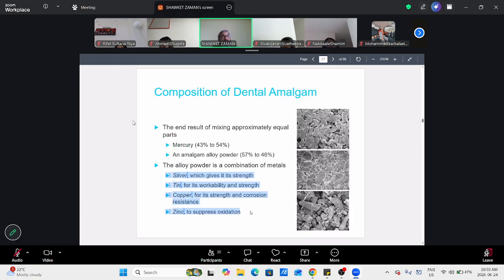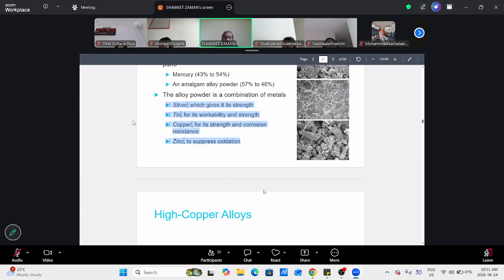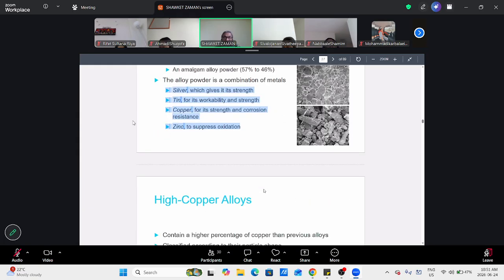Copper gives us the corrosion resistance. Corrosion resistance means it will prevent the discoloration of the material. And zinc is used to suppress oxidation. Even in the presence of a little bit of saliva, we can work on it, because zinc is present inside, which can suppress oxidation. So this is the way the powders come together. Now they will become a high copper mixture.